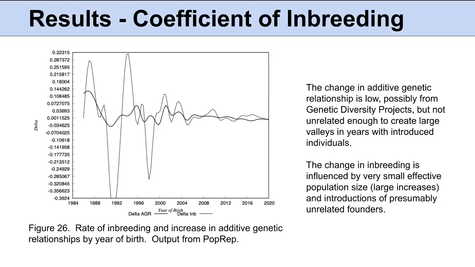So the change in inbreeding we see goes up very high, it goes very low, and part of why it does this before the formation of ISWS is because it's influenced by the very small effective population size. So that's why we see such large increases. If there's only 4 effective dogs being bred, then the next generation is going to be more related and it's going to have higher inbreeding. And then we see the change in inbreeding, it goes down, presumably because there's an introduction of presumably unrelated founders.